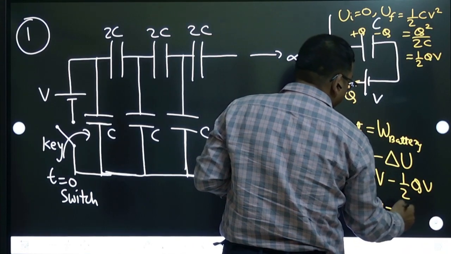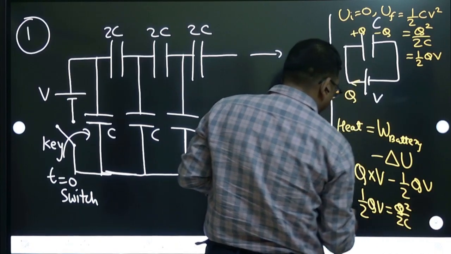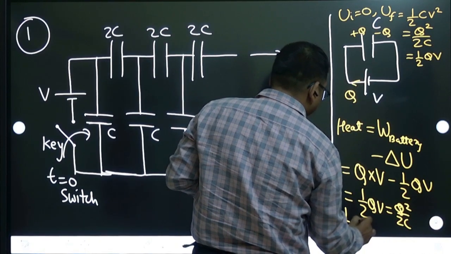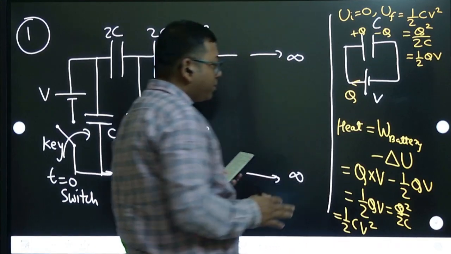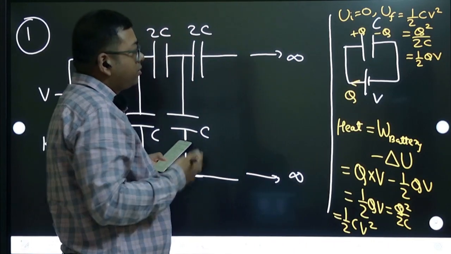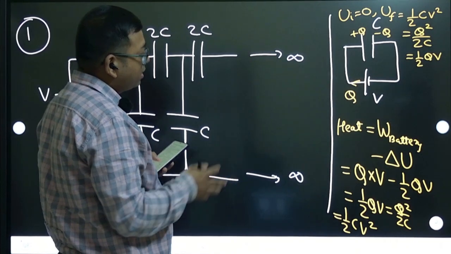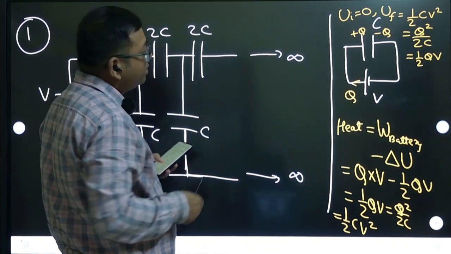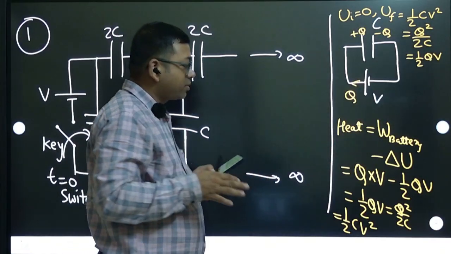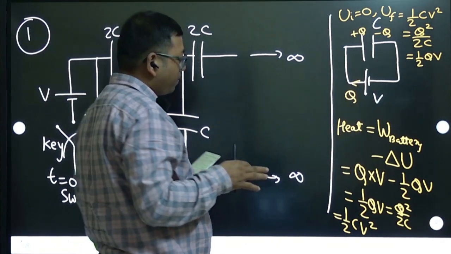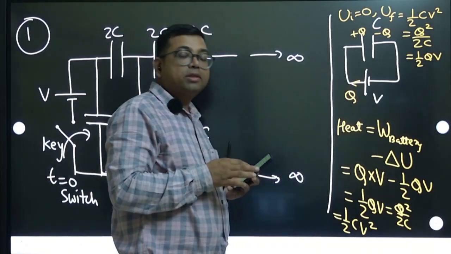Q square by 2C, half CV square, all these things, right? So the heat developed, generated, or dissipated in that circuit when you connect with a battery is half CV square. This formula we should know first. Are you clear about this formula? Yes.